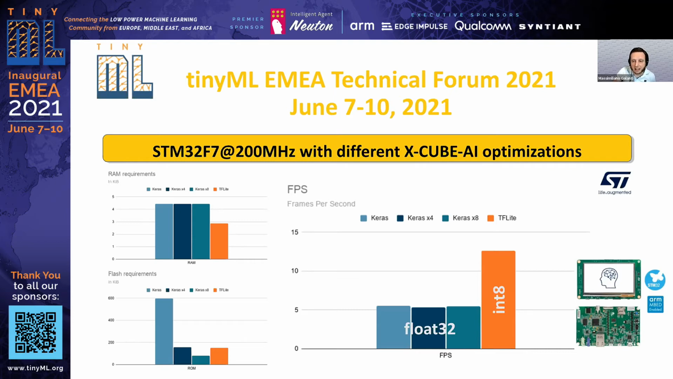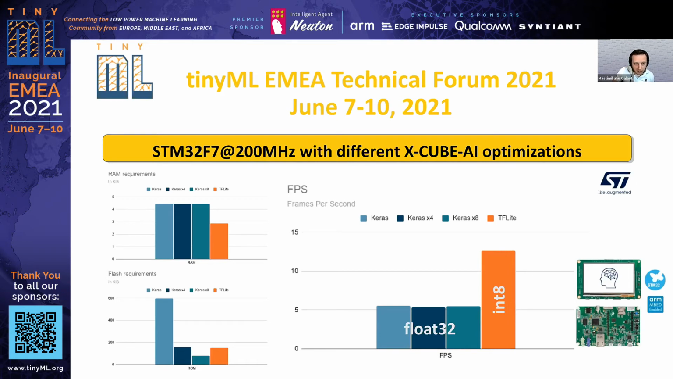Unsurprisingly, the flash requirements are reduced by a factor of 4. That is the ratio between the two representations. RAM requirements benefit a bit from such an approach, but the most striking result is on the FPS. You can see that it more than doubled.